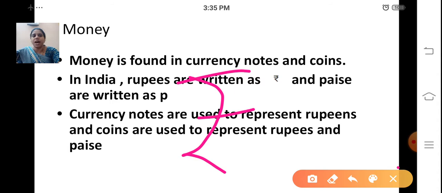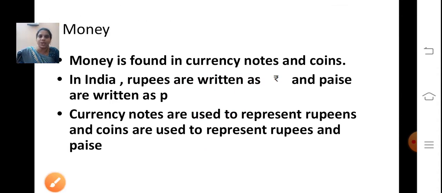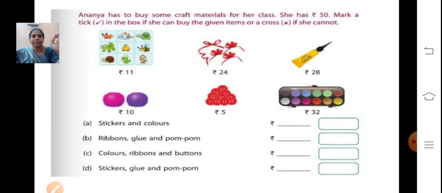Currency notes are used to represent rupees and coins are used to represent rupees and pies. See this currency, these are the currency notes. It is used to represent the rupees. So we have currency notes and coins, right? Next, we'll see some problems now.